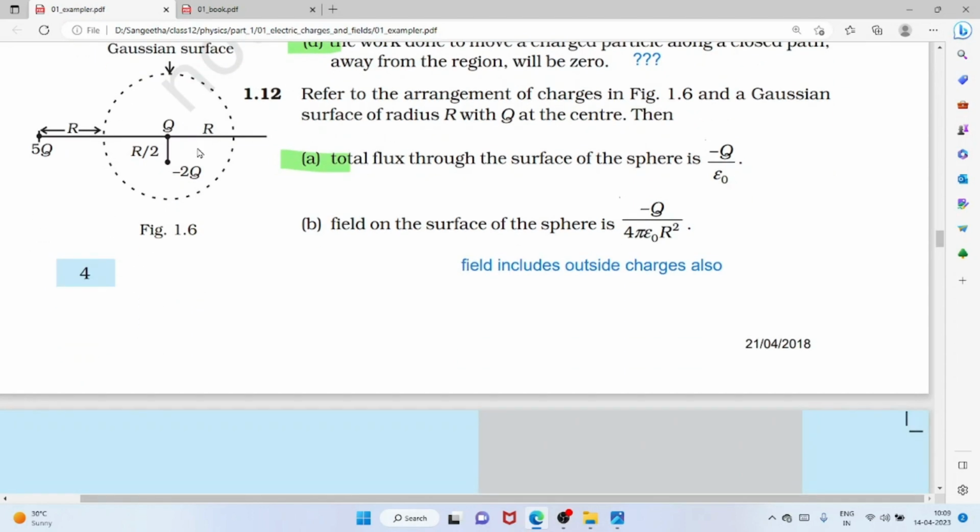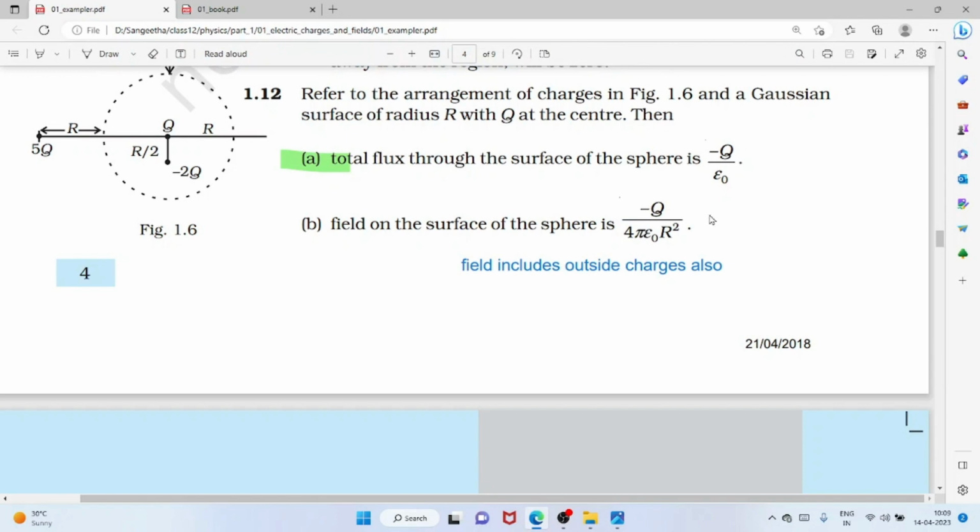Refer to the arrangement of this and the Gaussian surface of radius r. This is the Gaussian surface with the q at the center. Then the total flux through it is q enclosed by epsilon naught. The q enclosed here is q plus minus 2q, so the q enclosed is minus q. Okay, this is correct.